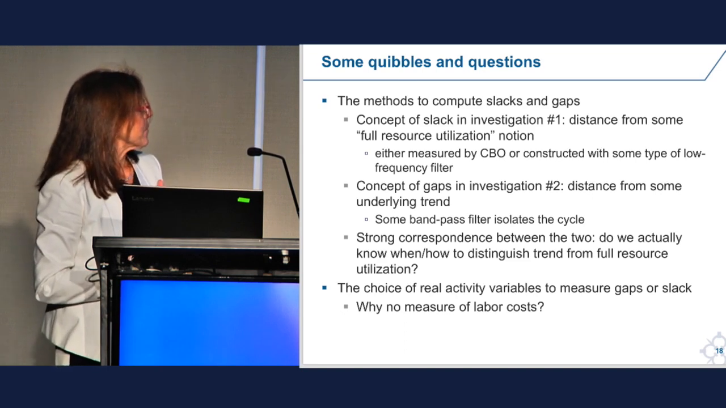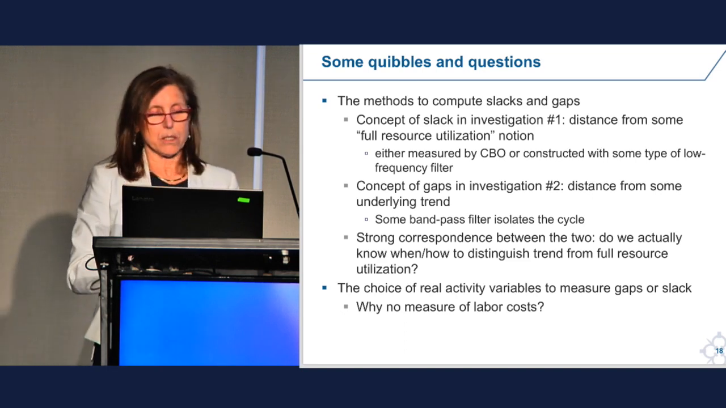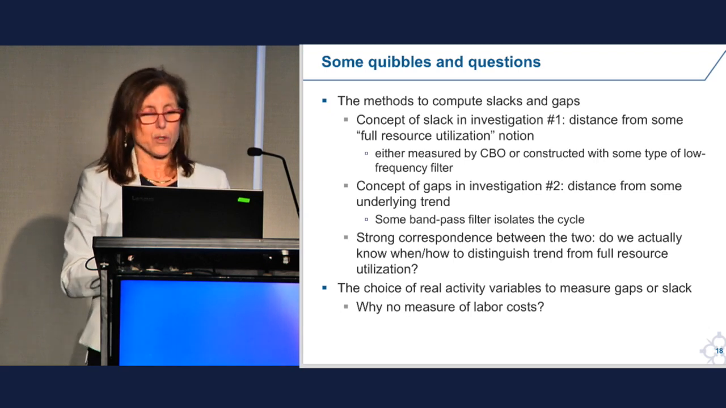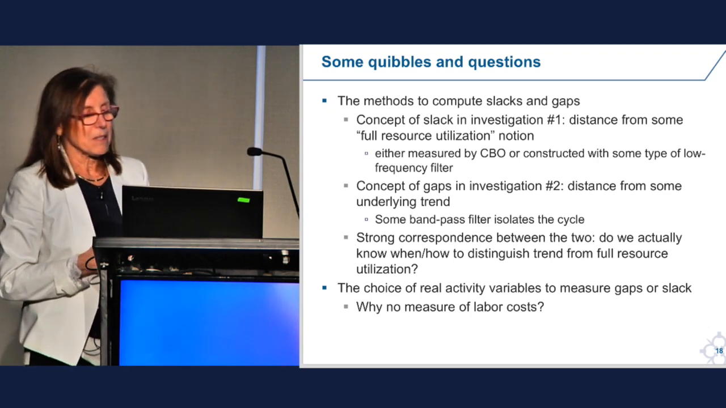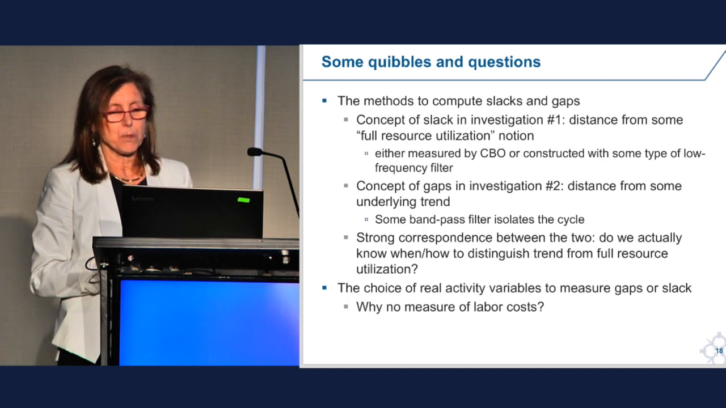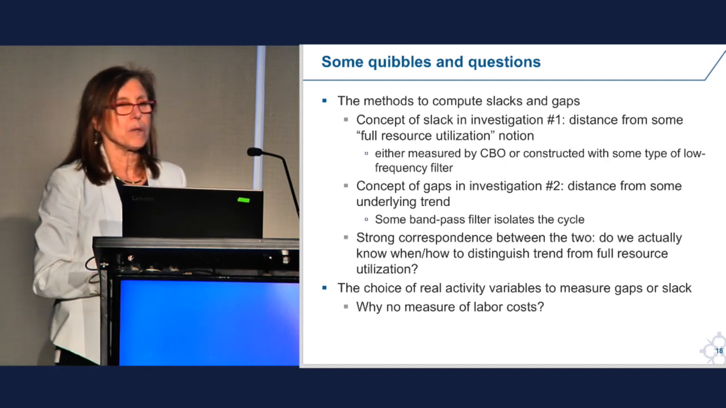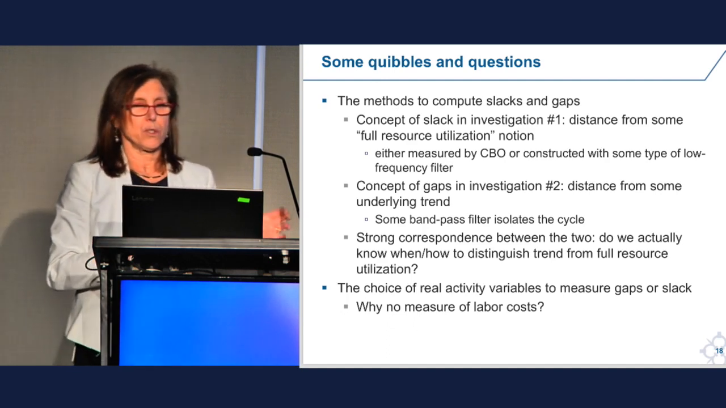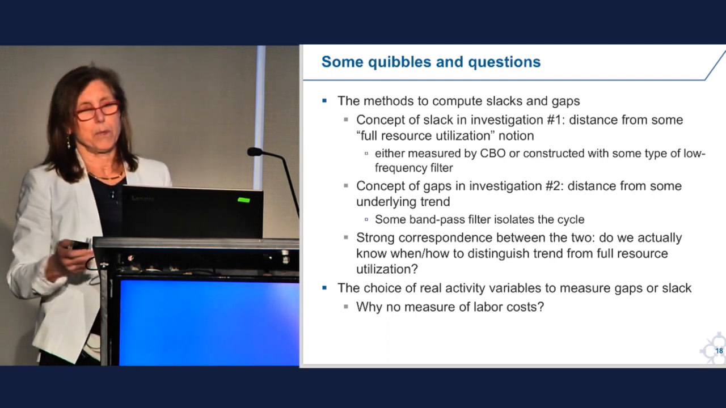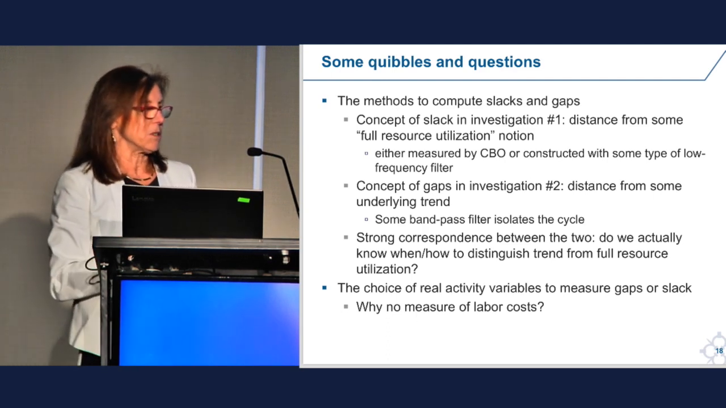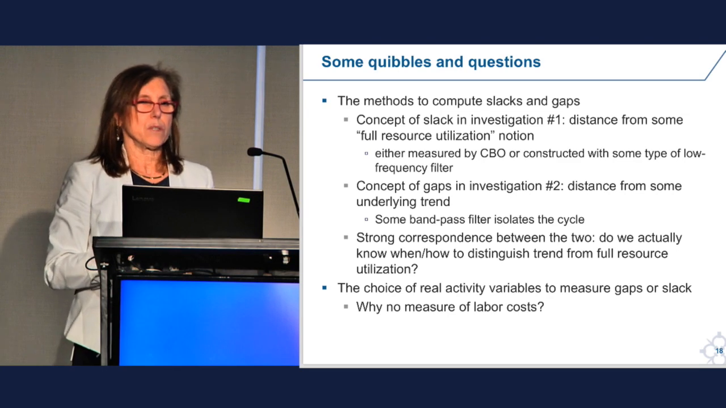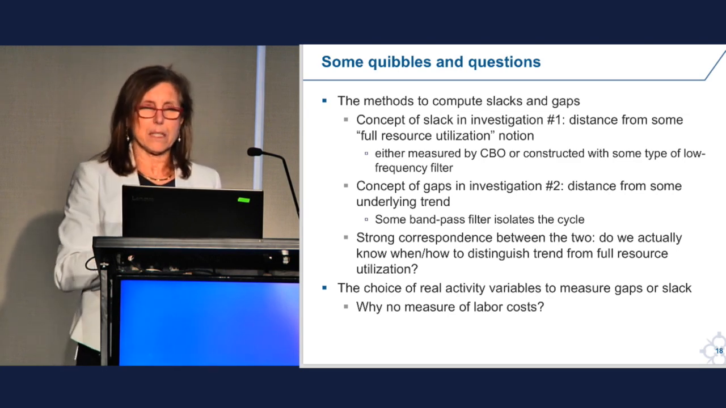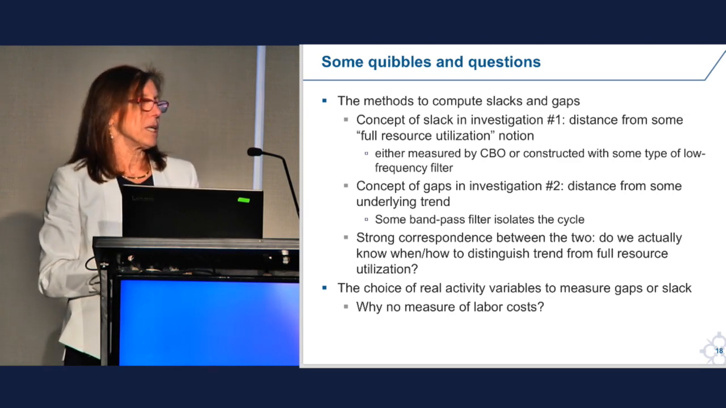And then the last question that is, I guess, closer to my heart: the choice of real activity variables to measure gaps in slack. Are they all unemployment, or short-term unemployment, or employment population ratio of various ages? What about a measure of labor cost? We have seen Matteo, I think, talking a lot about the labor share.